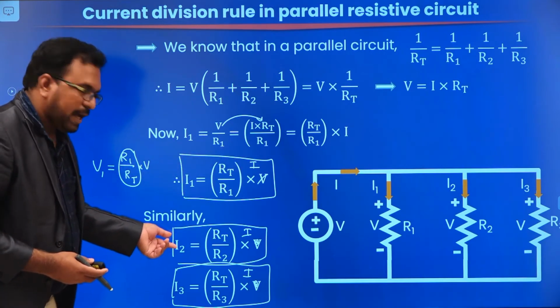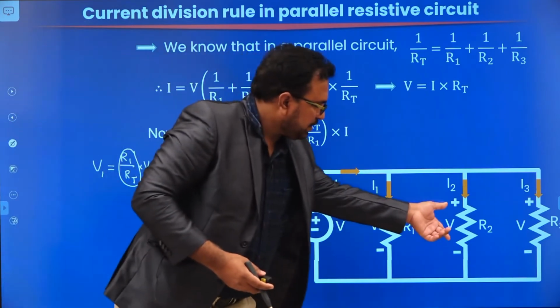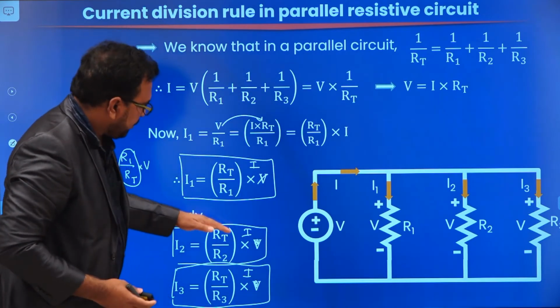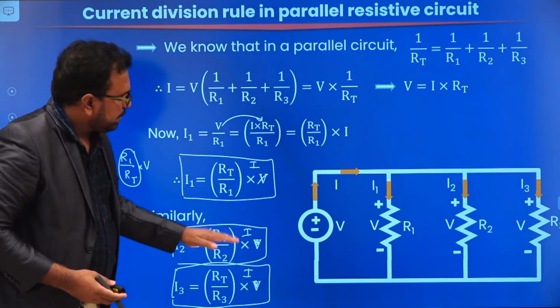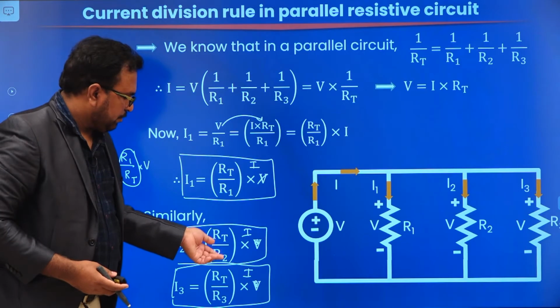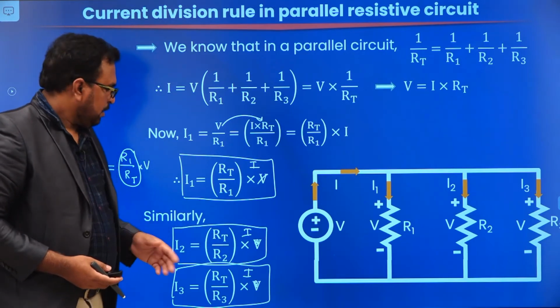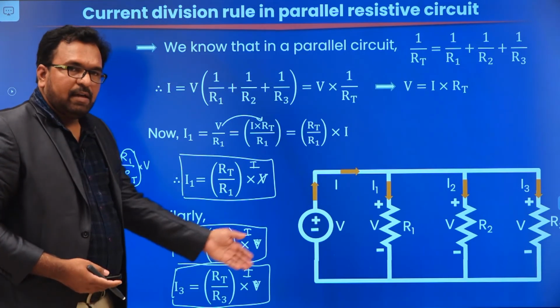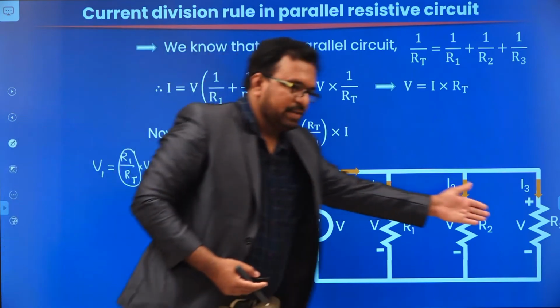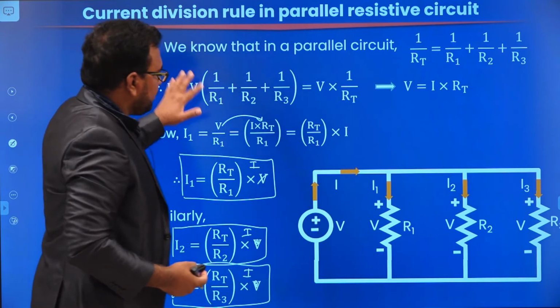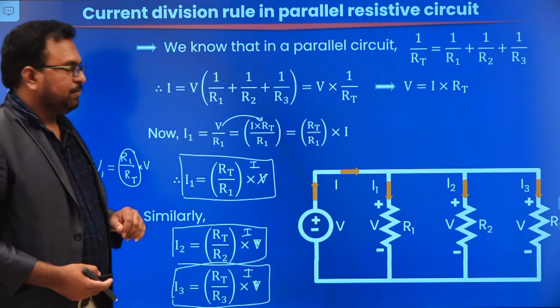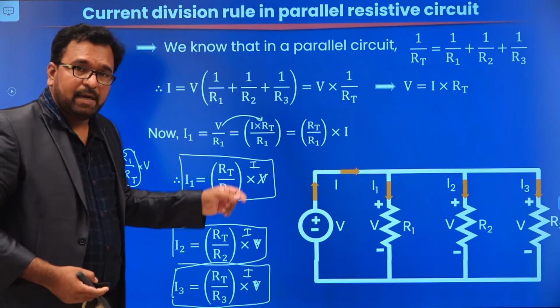Similarly, if you want to calculate I2, that means the current through the resistance R2, how will you calculate? First you calculate RT divided by that individual resistance R2 into total current. Likewise, you can calculate the current flowing through the resistance R3. This is how you apply the current division rule in the case of a parallel resistor circuit.